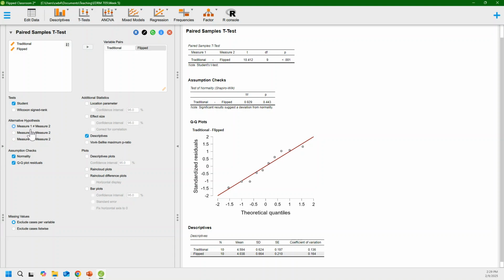All right. So here are my results for my hypothesis test. I'm using Student's t distribution. There's my alternative hypothesis. Here, they're reminding us how we're doing the subtraction for our difference. That's traditional minus flipped. I got my test statistic t, my degrees of freedom, number of pairs minus 1, and my p-value here is very small, right? It's p less than 0.001.